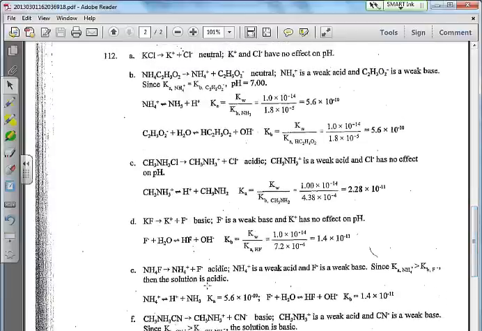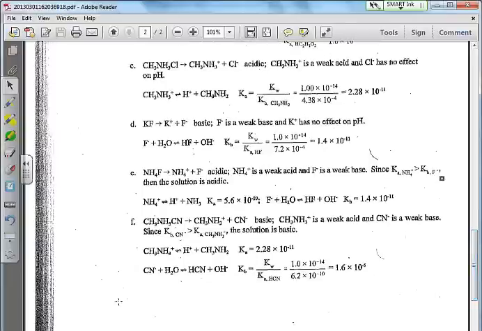And then letter E, you have ammonium fluoride. Ammonium is a weak acid, fluoride is a weak base, so they are both weak, but in order to get the definitive answer we have to compare the Ka and Kb values of both of those substances. We already found them up above. We found the ammonium Ka value right here of 5.6 times 10 to the negative 10th. The Kb value for fluoride is right here, 1.4 times 10 to the negative 11th. So since the Ka is greater than Kb, the solution is going to be acidic. That's how we make that definitive answer.